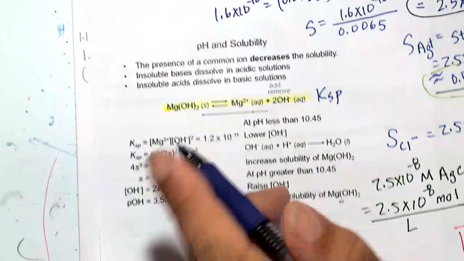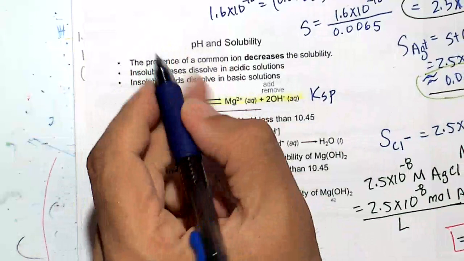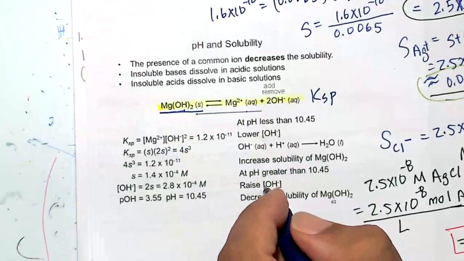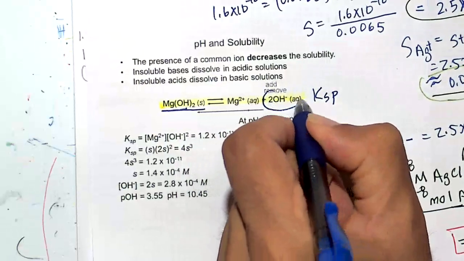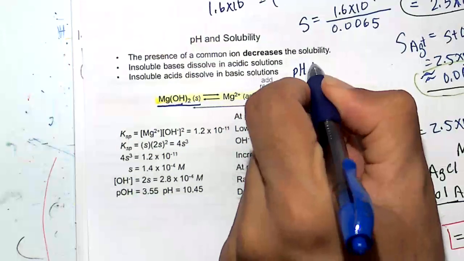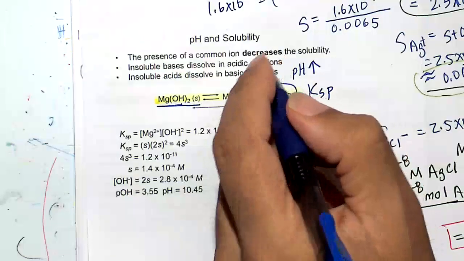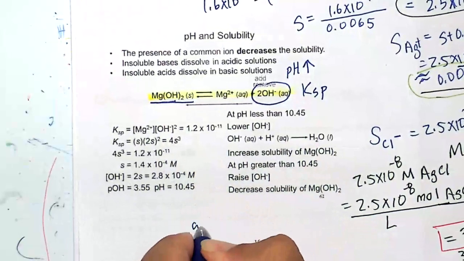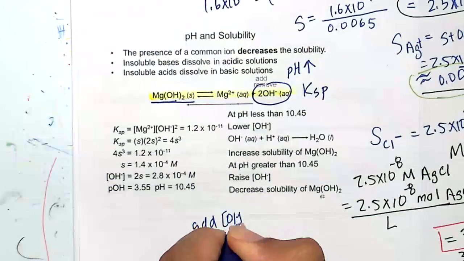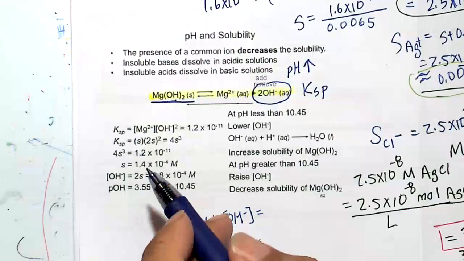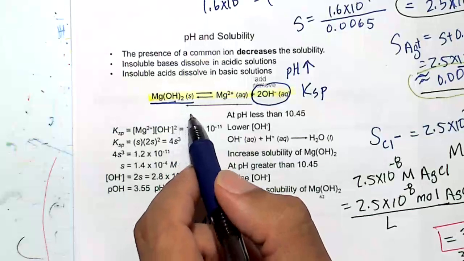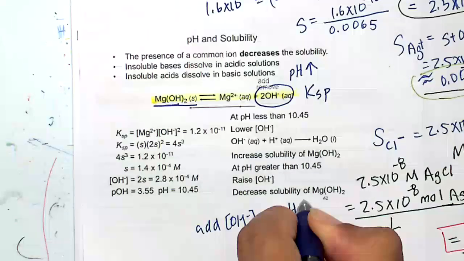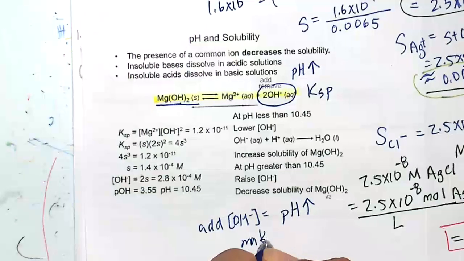So one way you could increase the amount of solid, let's say you want to make more magnesium hydroxide solid, what can you do? You can add more base. If you increase the pH, that is make it more basic, you make more solid. So if you add OH minus, let's say you work in a company and you want to make more of this solid, just increase the pH, add more base. You'll make more solid.